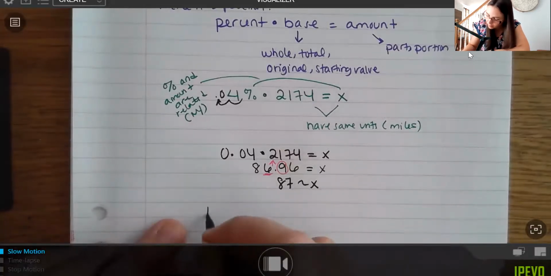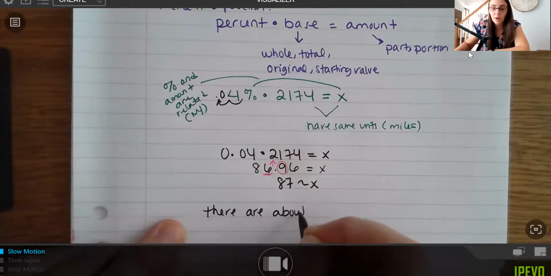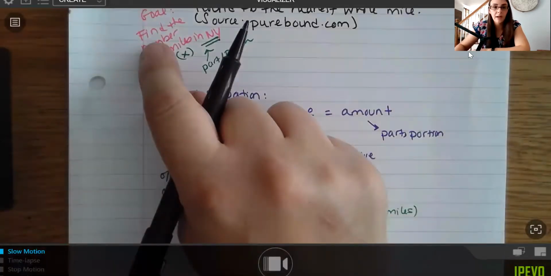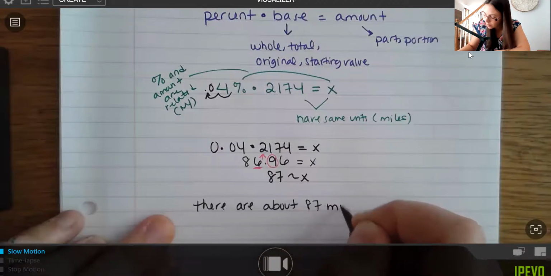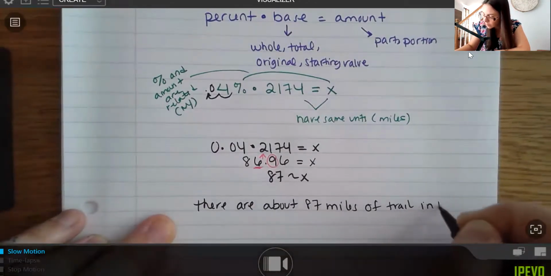So there are about, and remember what was my question, right? My goal was to find the number of miles in New York. So that's what my X represents. So there are about 87 miles of trail in New York.